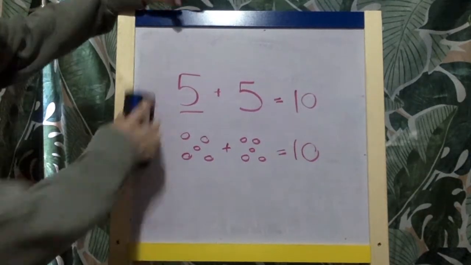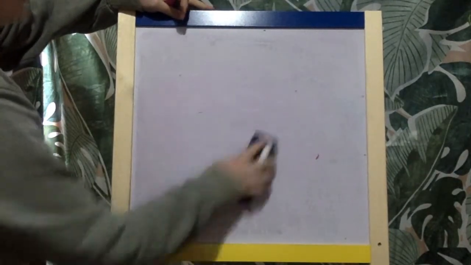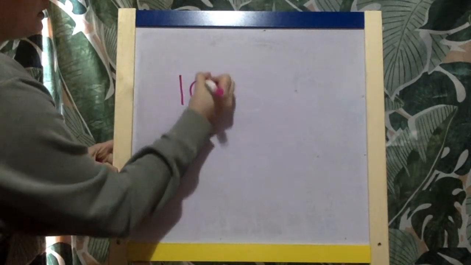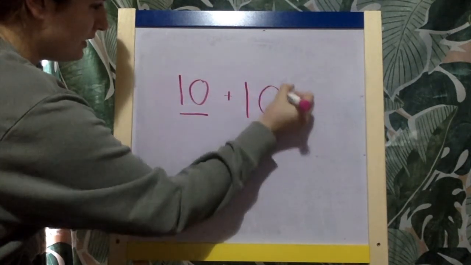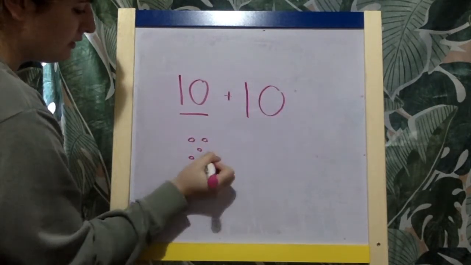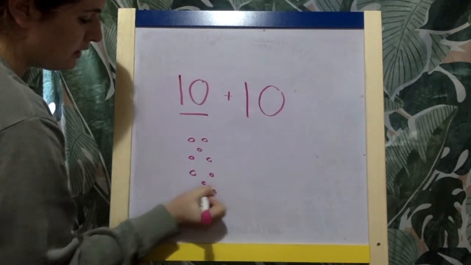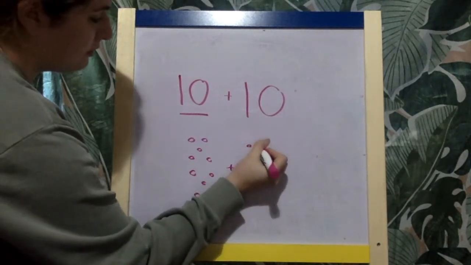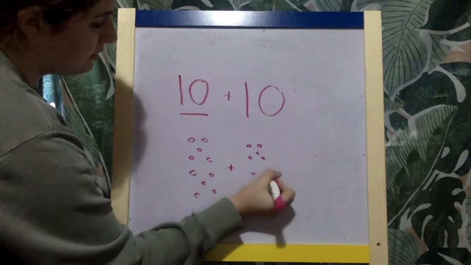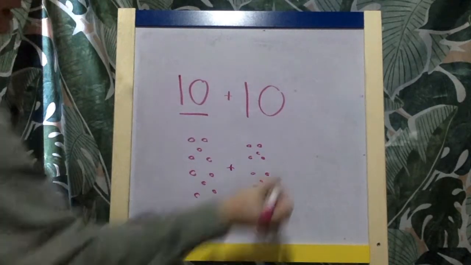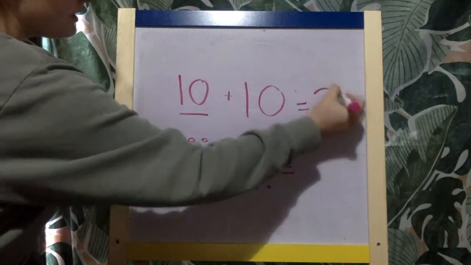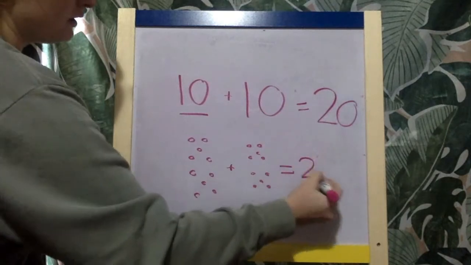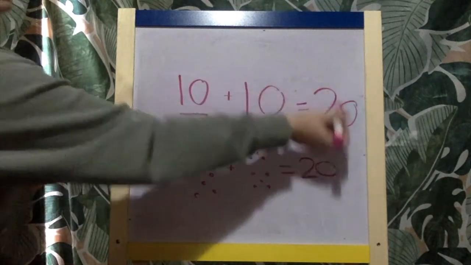Let's try another number. Let's try 10. So double 10, adding another 10. So if we have 10 plus another 10, what does it equal? Just like in our skip counting, it's 20. So we've doubled 10 to get 20.